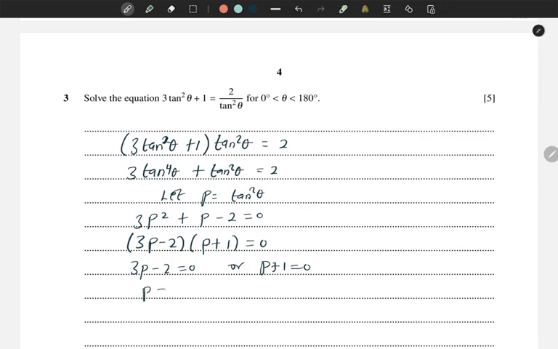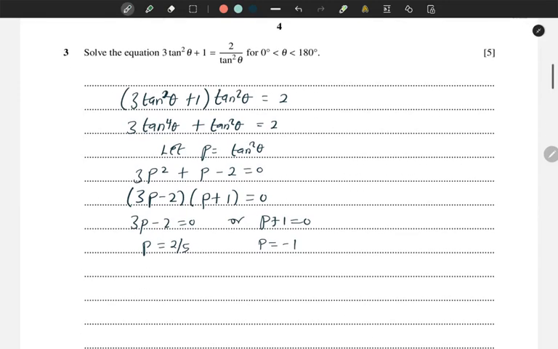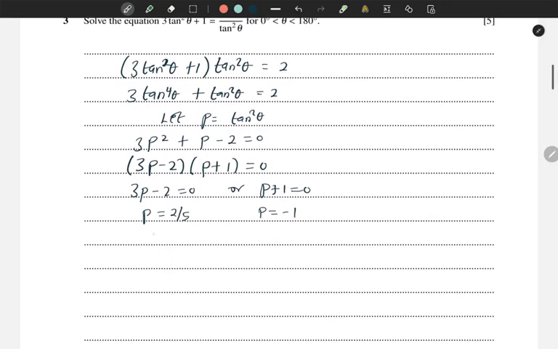Then we obtain p to be what? 2 over 3. Then p equals minus 1. Alright, remember we represent tan square theta to be p, which means tan square theta equals 2 over 3. Then tan square theta equals minus 1. So yes, you have to be very careful here. For the range of tan, it is between minus infinity and infinity. There is no limit to that.